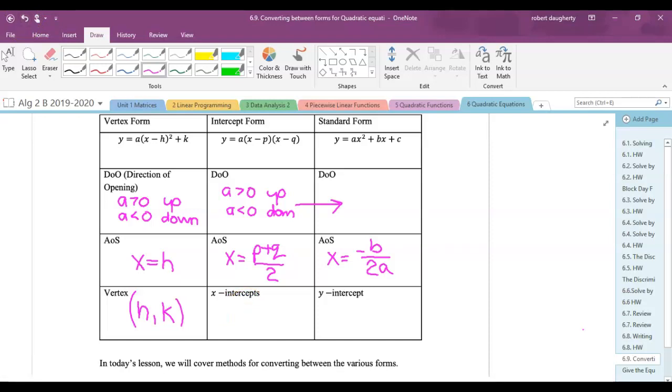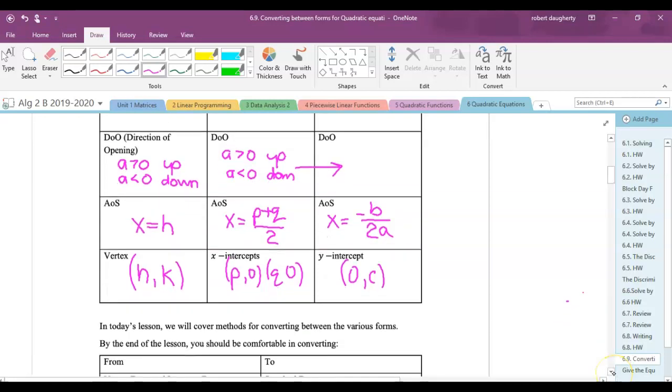So the x-intercepts, what are the x-intercepts? That's what you know from this. It's (p, 0) and (q, 0). And then in this form, I already know the y-intercept. What's the y-intercept? (0, c), okay? So that's the information I can get from the equation with very little work, just the knowledge of it. Okay, so now let's just talk about how you find the vertex.